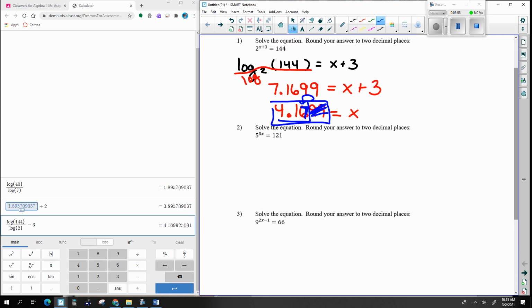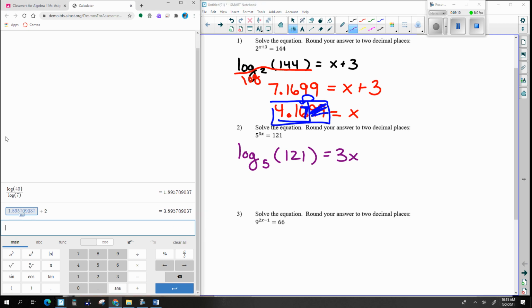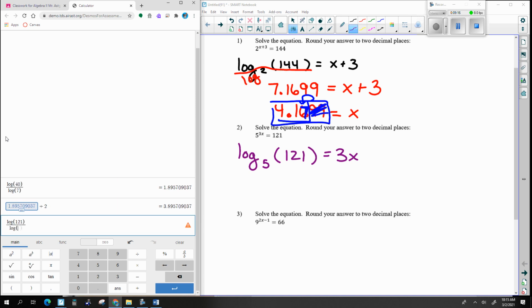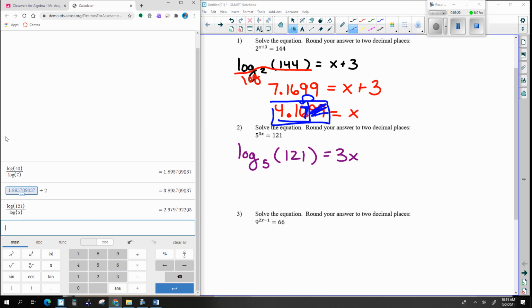Okay, here we go. So this is log base 5 of 121 is equal to 3x. Come on, calculator, don't fail me now. All right, so we get this answer.